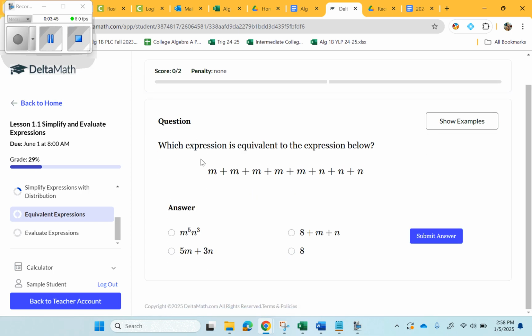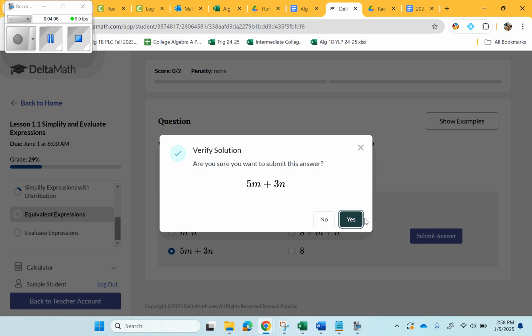Okay, so we have to pick the one that is equal to this expression. So let's see, I have 1, 2, 3, 4, 5 m's, and I have 1, 2, 3 n's. So we're not multiplying, so that would be the case here if we're multiplying them together. But here we're just adding like terms, and that's all we're doing.